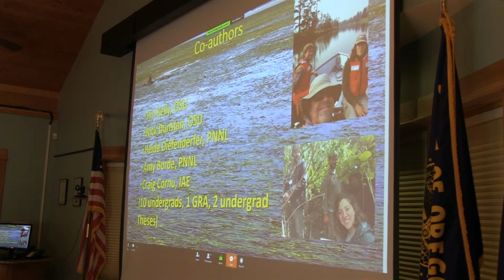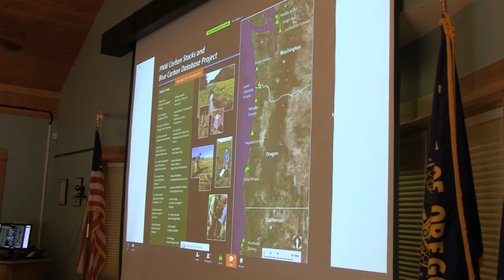Similar to what was said, I'm going to report on the areas that we've sampled from the Humboldt-Eel River up to Padilla Bay. And again, I just want to acknowledge that none of this work would have been possible without the collaboration, advice and cooperation of all of the project team listed here.